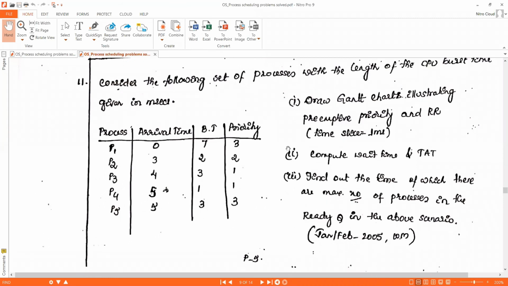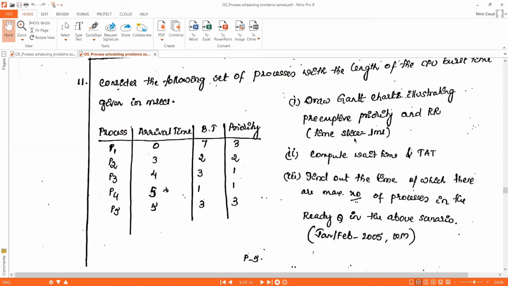Here, while solving round robin scheduling, we need to consider the time slice. In this problem, they have given a time slice of 1 millisecond. Consider the following set of processes with the length of CPU burst time given in milliseconds. Processes are given with their arrival time and burst time, and here they have asked us to solve this using the round robin scheduling algorithm with the time slice given as 1 millisecond.